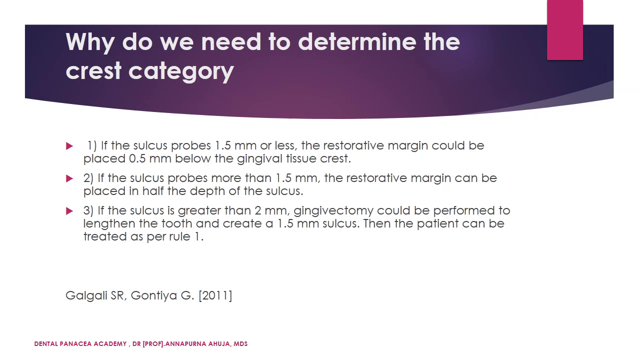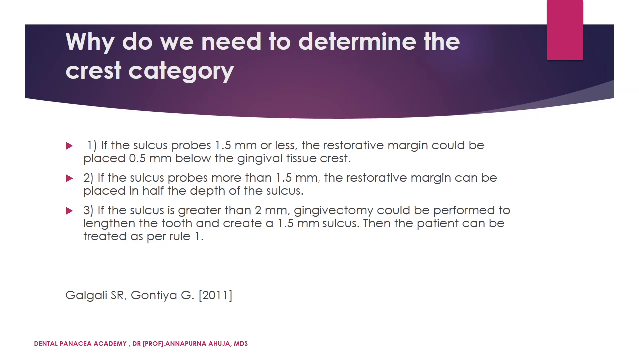Then why do we need to determine crest category? Crest category is determined for the placement of crown margin. If the sulcus probes 1.5 mm or less, the restorative margin could be placed 0.5 mm below the gingival tissue crest. If the sulcus probes more than 1.5 mm, the restorative margin can be placed in half the depth of the sulcus.